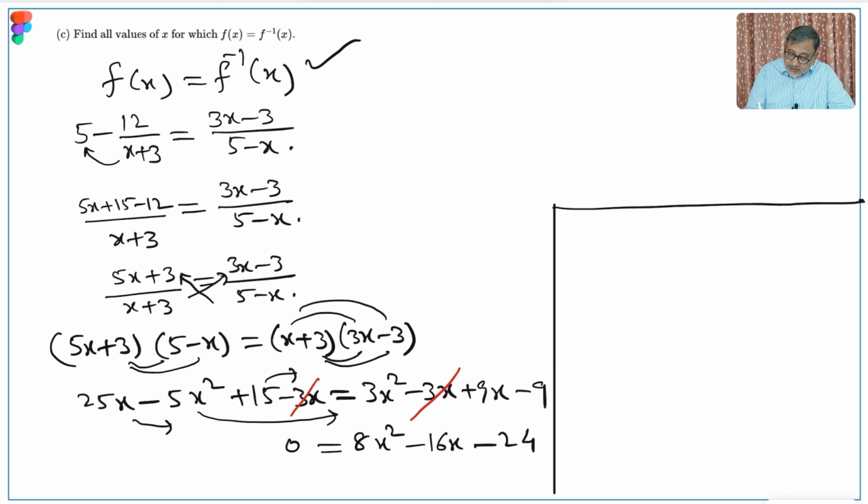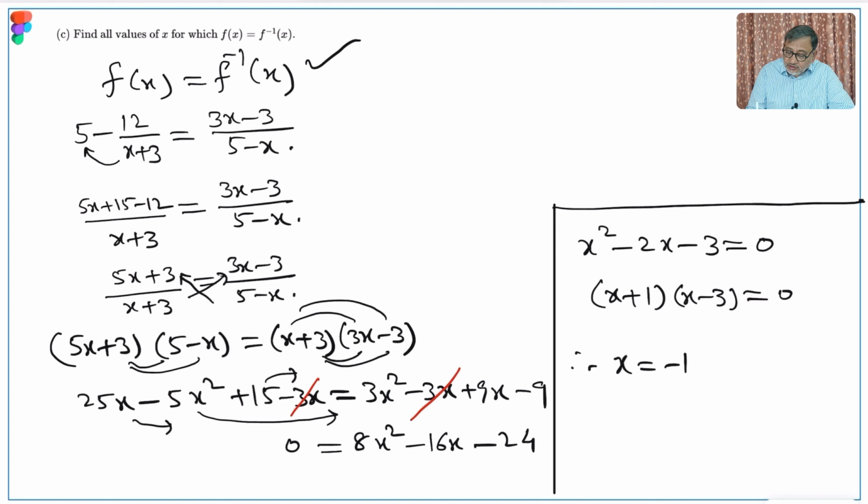Okay, dividing by 8 I will get x² − 2x − 3 = 0. So (x + 1)(x − 3), those will be my factors. Therefore x is equal to −1 and 3, both are the values of x. Like this we have solved f(x) = f⁻¹(x), right?